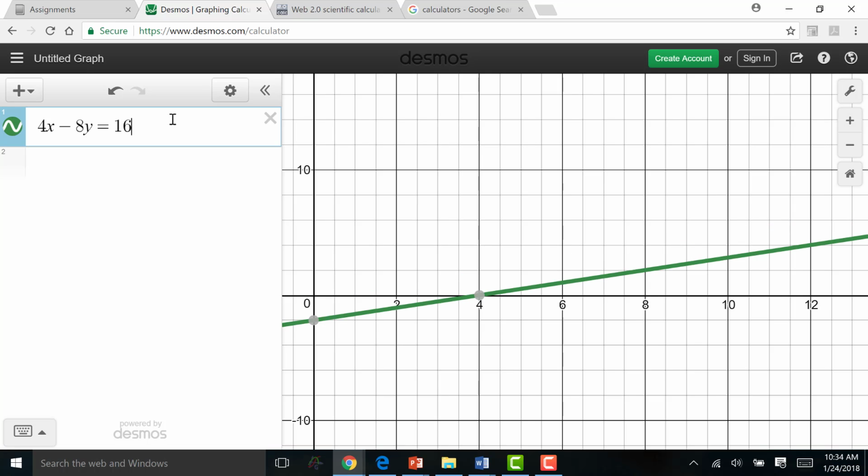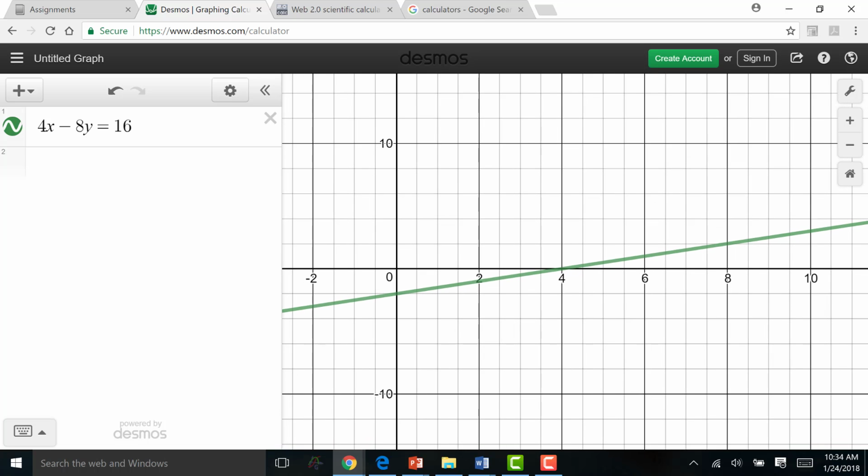There's your line. Can you see it? Now, can you see the point that crosses the x-axis? If I click on it, there it is. That's my x-intercept, 4, comma 0. What's my y-intercept? There it is.